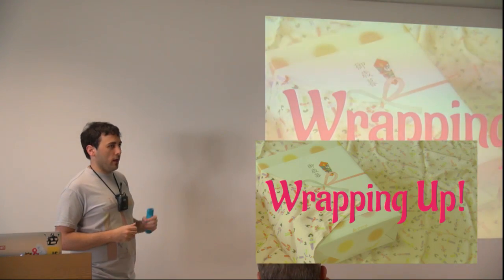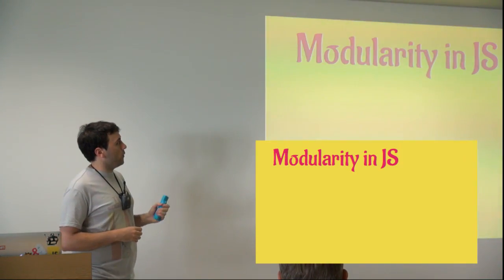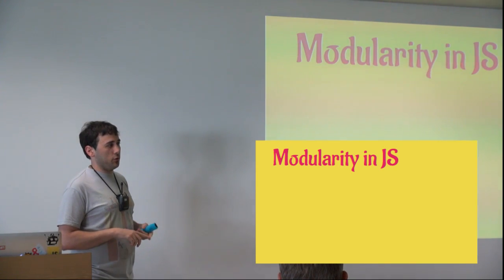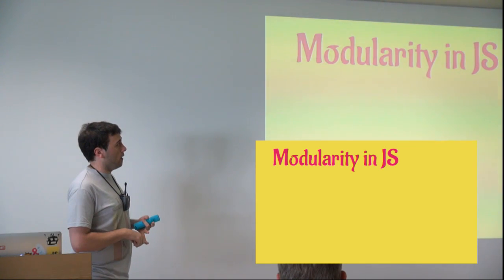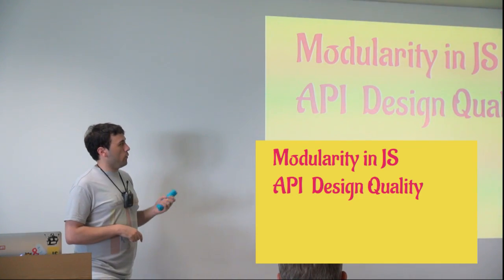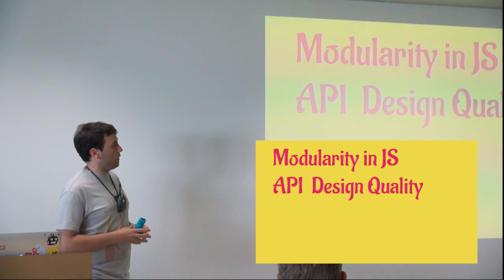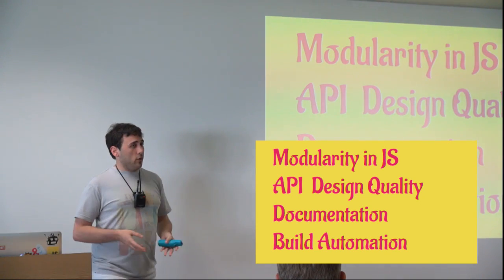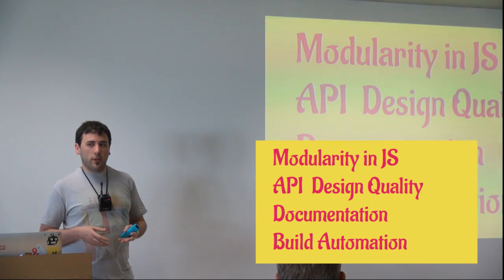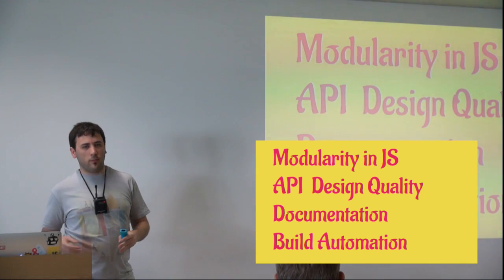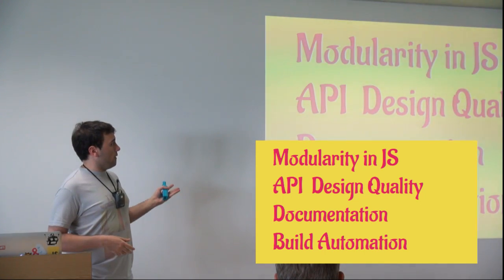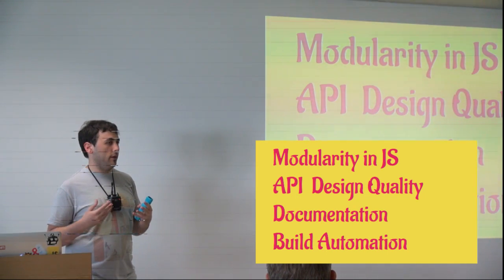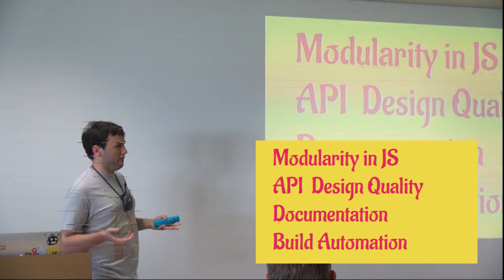So, as a recap, we saw modularity in JavaScript and the different ways you could attain that, either by closures, ES6 modules, AMD, or CommonJS and Browserify. We saw how to design high-quality APIs and document them. We saw how to automate our builds in Gulp so that we don't spend a lot of time wasted. And we saw a few different use cases that you could hopefully be inspired by.